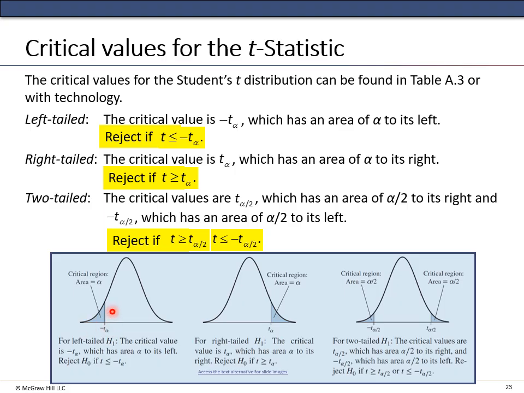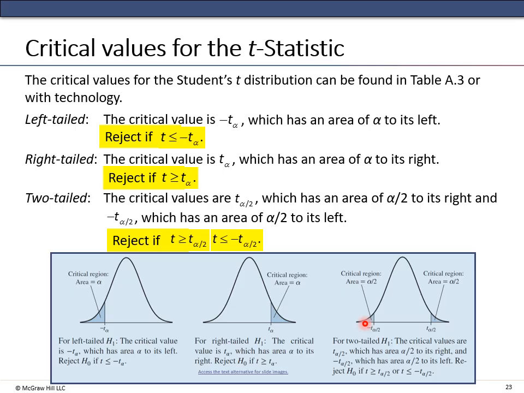and if it's a negative t sub alpha, then we're looking at the critical area, which is alpha, to the left of that. Positive t sub alpha gives the alpha area to the right of that. And if it's a two-tailed test, then it's t sub alpha over 2, so that the alpha is split. For example, if we want an alpha of 0.05, then we would have 0.025 in each tail, and that's how we'd find them.